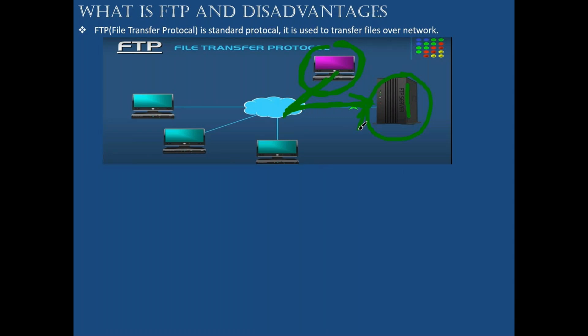Now what happens? All of you can download the file from this particular server. That's it. That's how you can use the file transfer protocol server. It is used to transfer files. So a user just uploaded some file, like one of the customers uploaded the file, and all the users are downloading that particular file.